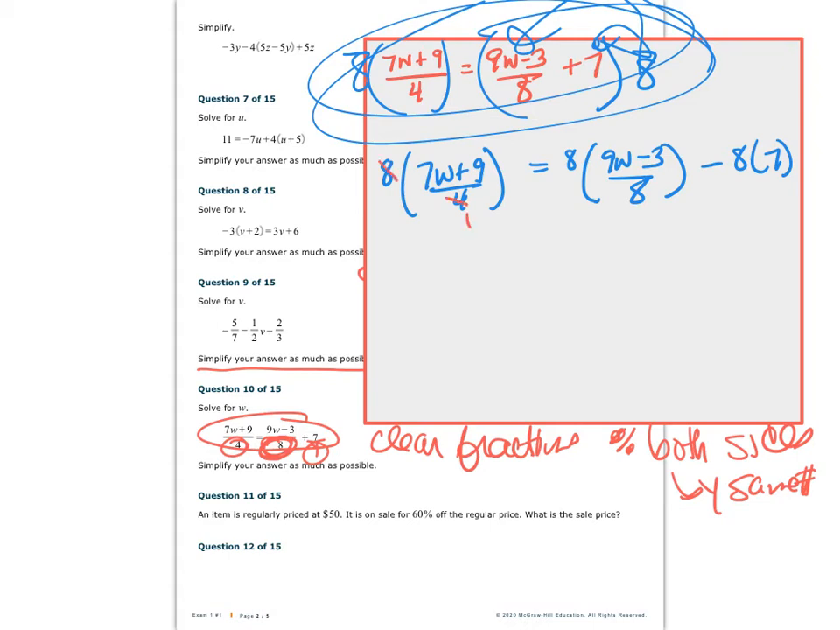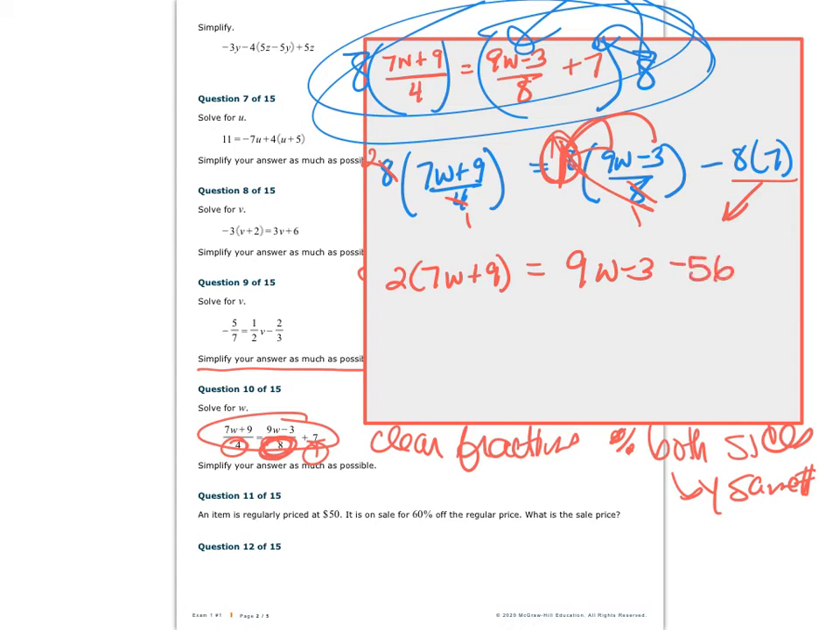4 goes into 8 2 times. 8 goes into itself 1 time. And there's no way you can clean that up with division. So my first fraction becomes 2 times 7w plus 9 equals, the 8's divide into each other, you're left with 9w minus 3. Because this is just a 1 here, the 1 does not change any signs. And then 8 times 7 is 56, but it's going to be negative.